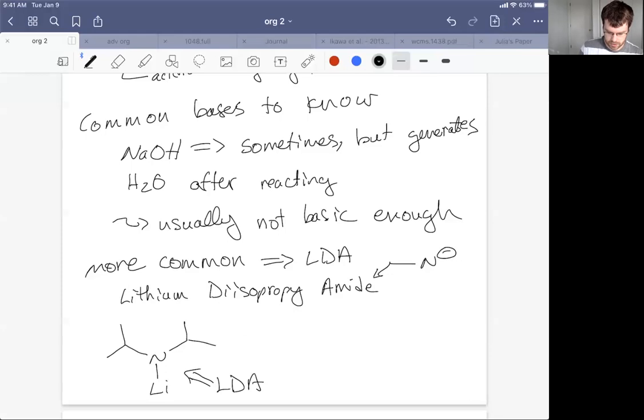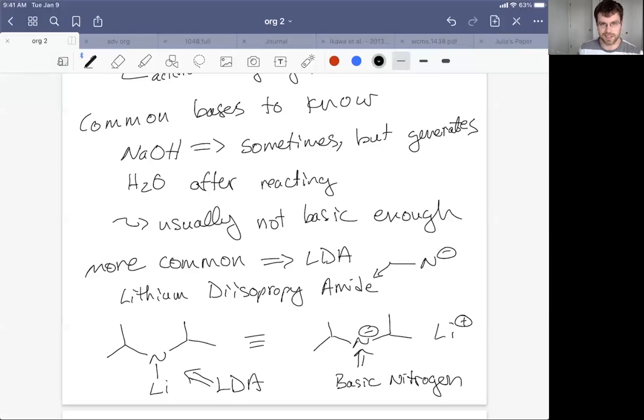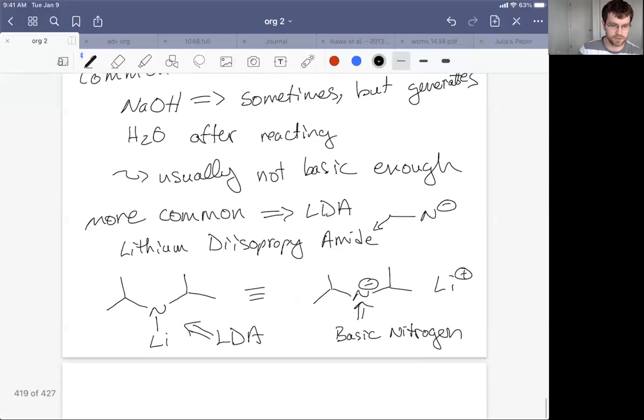Now, what I like to do is think about it as a nitrogen with a negative charge, and then the lithium is countering that. It turns out that in reality, we have a lot of covalent character between that nitrogen-lithium bond. So this isn't the most accurate depiction, but it's super helpful for understanding the reactivity because it tells us that we have a really basic nitrogen atom. And so that's going to be our basic atom that interacts with the acidic, in this case, alpha hydrogens.